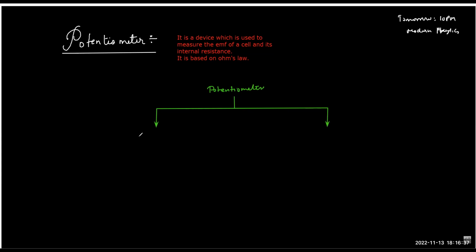The one is called driving circuit, and the other part is called potentiometer wire. Similar to the meter wire in case of meter bridge. In meter bridge, the condition was that the wire length must be 1 meter, but there is no such restriction in potentiometer. Potentiometer wire can be of any length. It could be less than 1 meter. It could be more than 1 meter. It could be 1 meter as well.